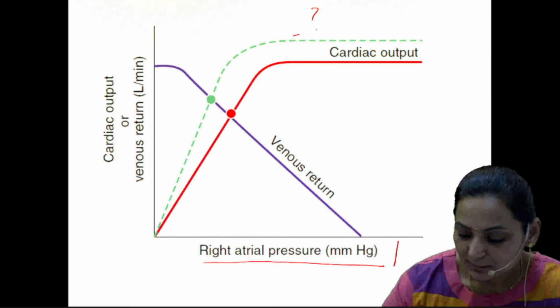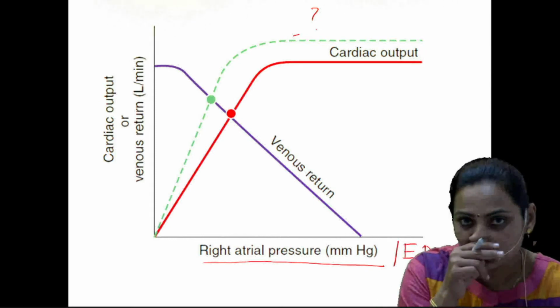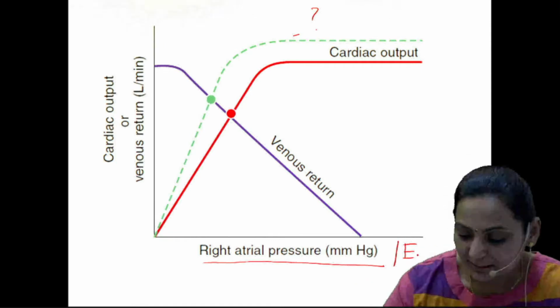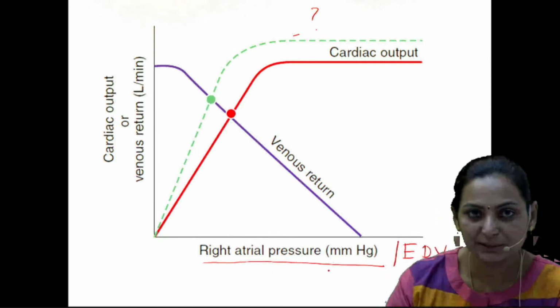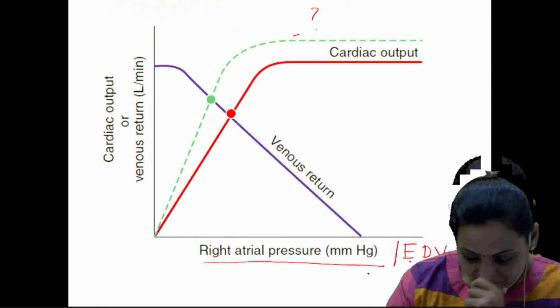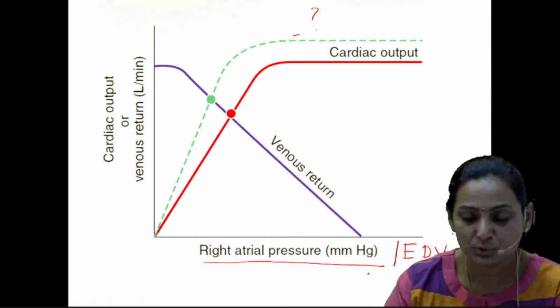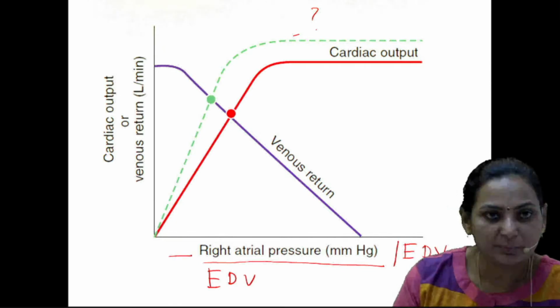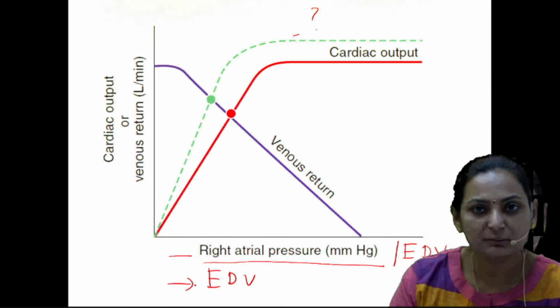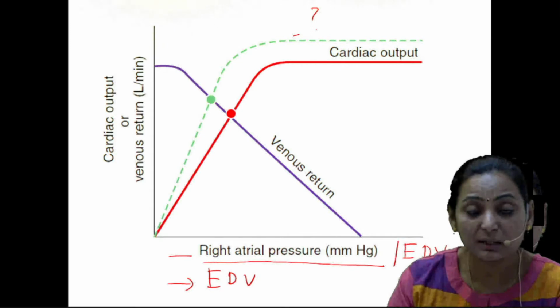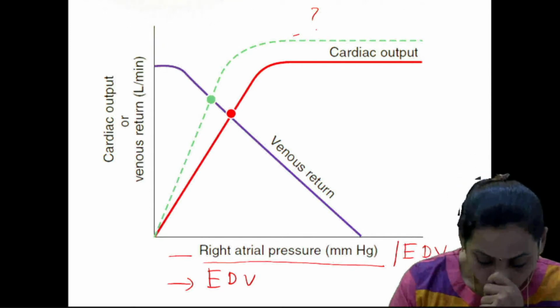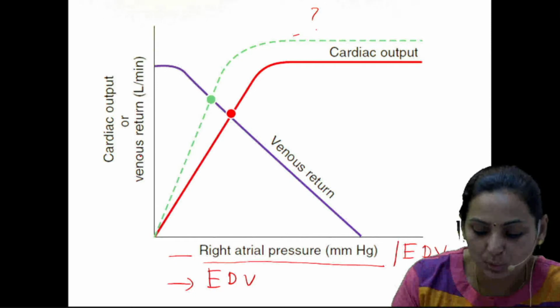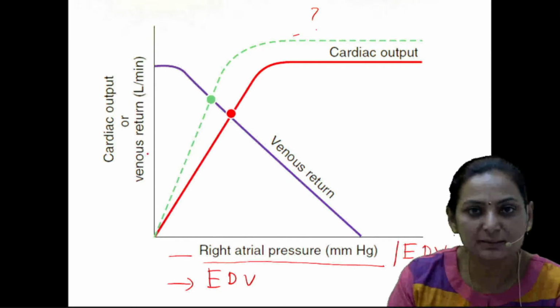Remember, instead of right atrial pressure, sometimes they can also ask you as end diastolic volume. So I have to remember that if right atrial pressure is given or if end diastolic volume is given, it is okay. Both of them are correct. Right? Now, on the y-axis, it is cardiac output or venous return in liters per minute.